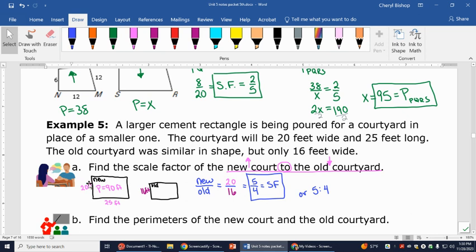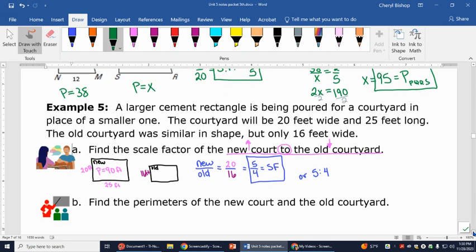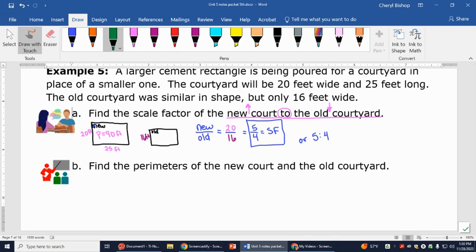So I knew my width on both of them, right? I knew my width on this one was 20 and my width on this one was 16. I'm doing new over old. So my new width over my old width, 20 feet over 16 feet, reduces to 5/4. I can write it as 5/4 or 5 to 4, or as a sentence. Okay? Then part B says find the perimeters of the new and old courtyard. I already found the perimeter of the new one because I have all four sides. So it's 20 and 25 and 20 and 25. So that's easy enough to do.